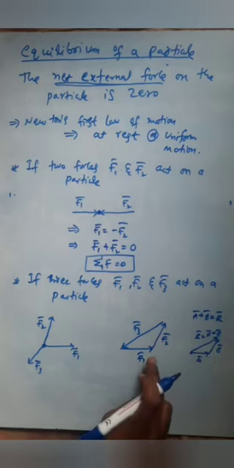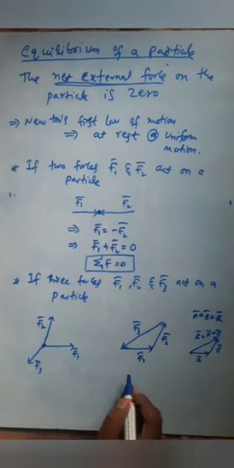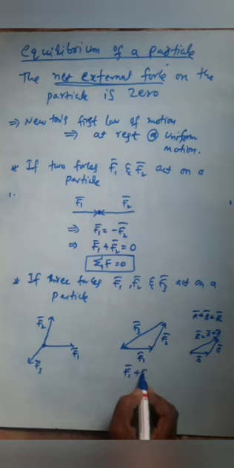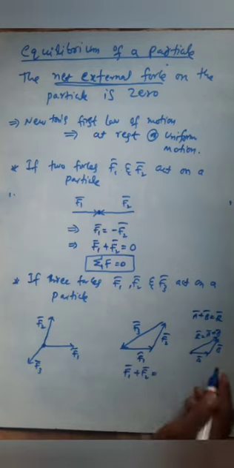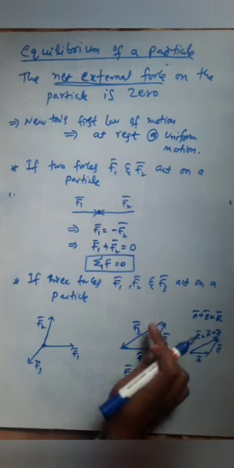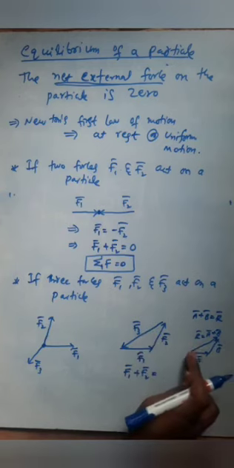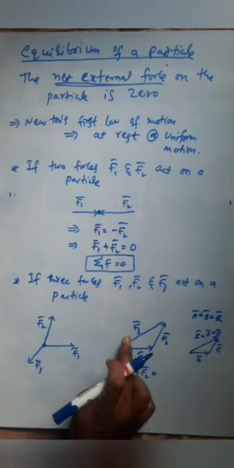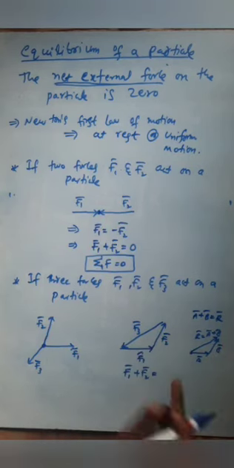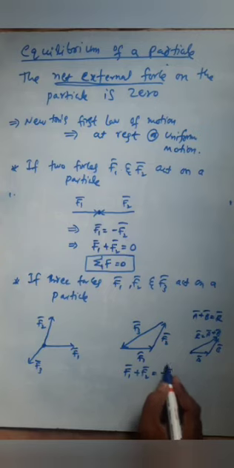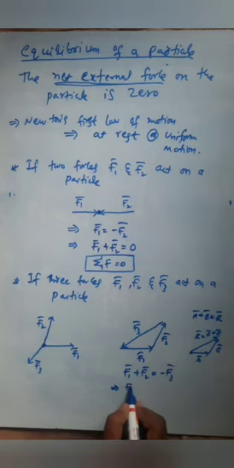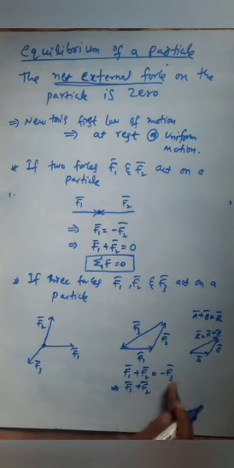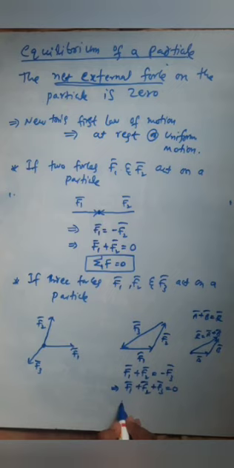So according to the vector sum, here F1 bar plus F2 bar. How can I write F1 bar plus F2 bar? The resultant vector is in this direction, but F3 bar is in the opposite direction. So I am taking minus F3 bar. From this, how can I write? F1 bar plus F2 bar, taking this to the left side, it is F3 bar, is equal to 0. So the sum of total force F bar is equal to 0.